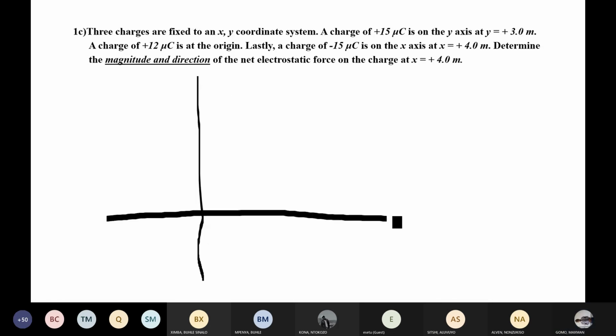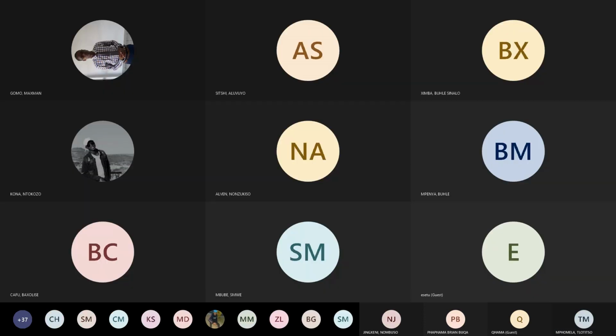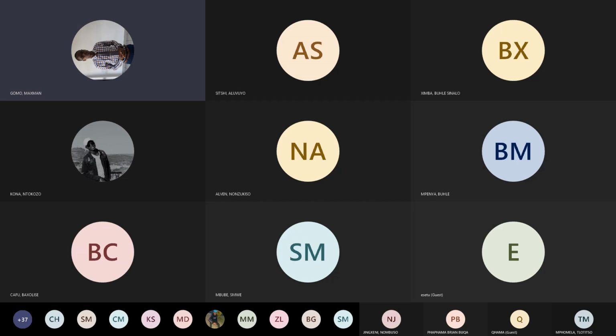Okay, so this is what we have. We have our Q1 here, Q1, which is positive. We have our Q2 at the origin, as the question said, which is also positive. So that's your Q2.